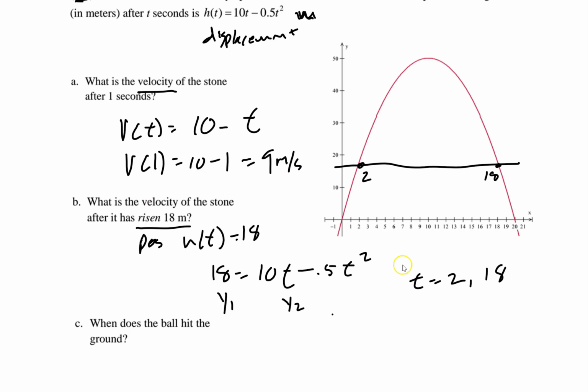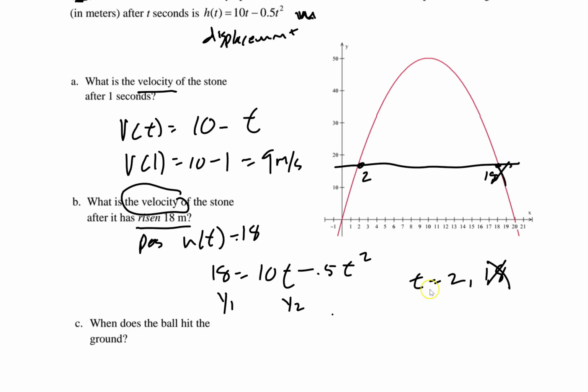Now, keep in mind, I haven't answered the question yet. The question is what is the velocity of the stone, right? I'm looking for velocity. All I did here was go, okay, I have position, I could use that to find the time. So my time is at 2 and 18. So at 2 seconds and at 18 seconds, it's at 18 feet. And risen 18 feet. So actually, let's go down. I don't count that one, right? It's only risen, so this part.